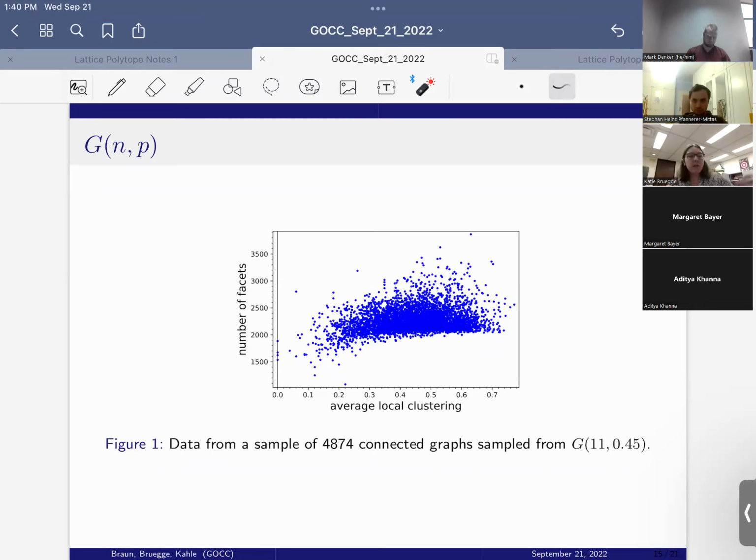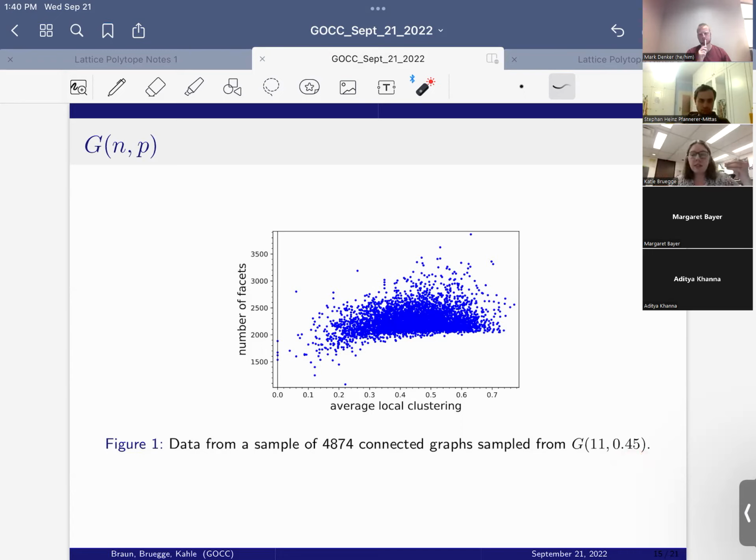Yeah, so we're seeing here that when we try to put average local clustering together with GNP, there's not too much that we can see. Other than that, we seem to have some concentration of graphs right around here having average local clustering about 0.45, and that is to be expected. The average local clustering of these GNP graphs, we expect to be the same as the edge probability. But not a ton to see here.